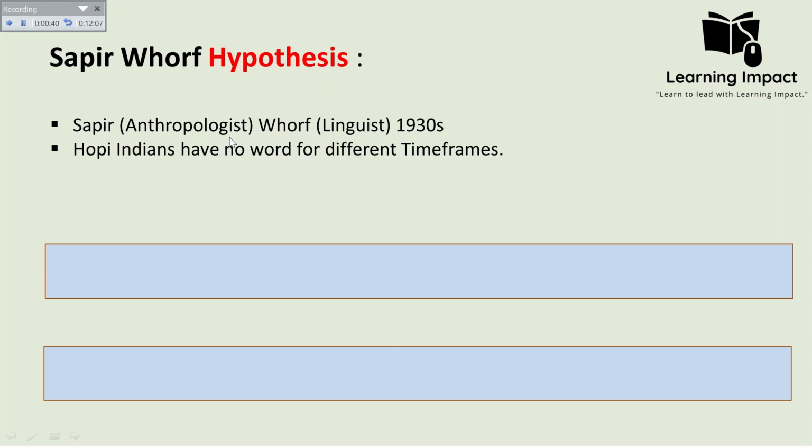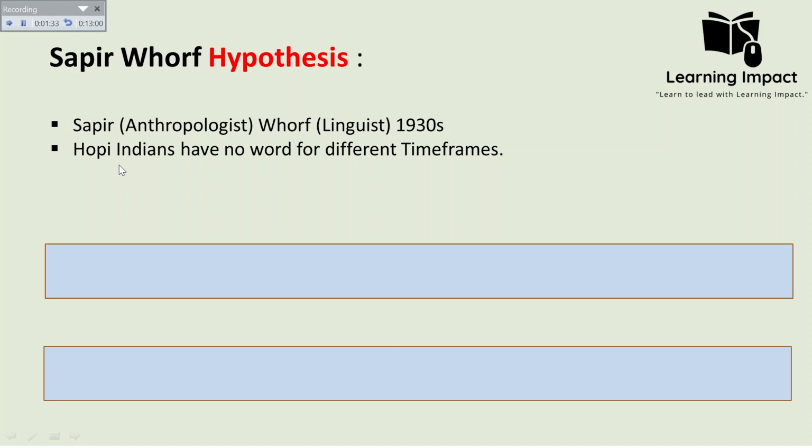They first gave this hypothesis when they noted that the Hopi Indians have no word for different time frames. In the English language, we have the past tense, the present tense, and the future tense. But the Hopi Indians don't have the past tense. So they mostly think of the passage of time as something that is continuously unfolding, continuously flowing. They view time as a stream that is ever going. They think of events as continuously unfolding because their language doesn't have a past tense, which is a totally different structure compared to the English language.